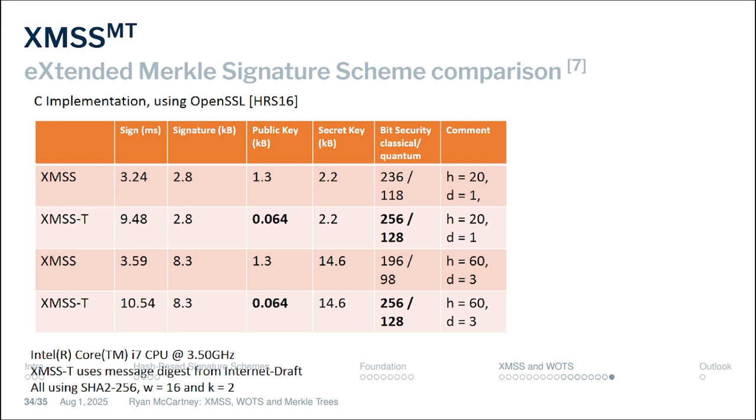Then just real quick, we want to go over the actual signing and signature key sizes here. So which sizes do we actually have? The recommendation from the National Institute of Standards and Technology is that we use SHA-2 256 with the Winternitz parameter of 16, and you can forget about SK2 at this moment. And we have signing times of about 3 milliseconds, and a bit security of 236, with 118 quantum security.